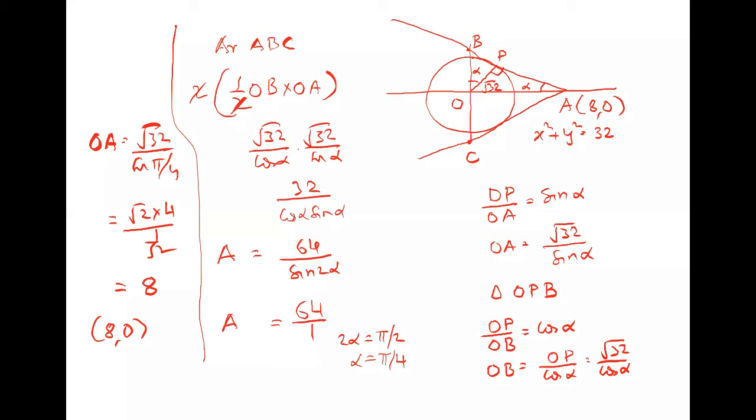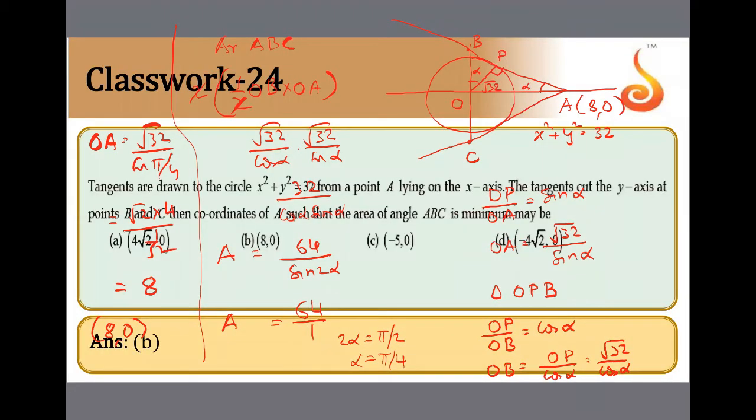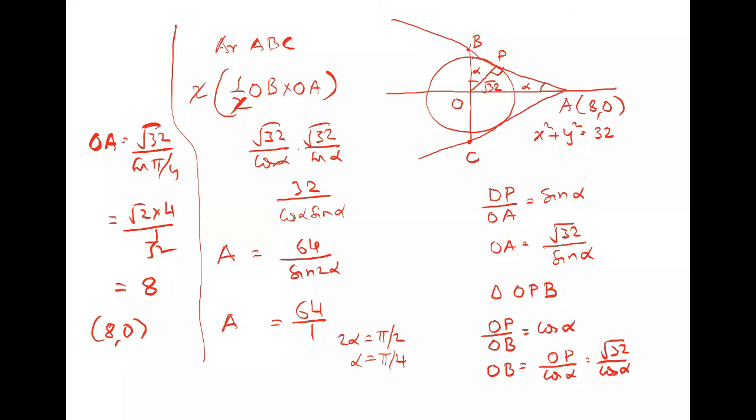I'll show the question once again. Such that area of triangle ABC is minimum. When will the area be minimum? When the denominator is maximum, that is, sin 2 alpha maximum. Sin 2 alpha is maximum when it is 1, when 2 alpha is pi by 2, so alpha is equal to pi by 4. Please do it. This was a 2019 JEE Mains problem. Okay. Any doubt? Please ask.